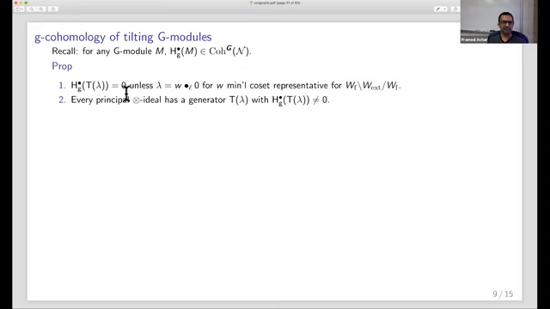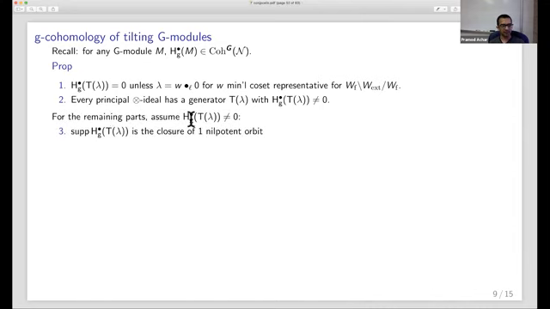On the other hand, it turns out that every principal tensor ideal has a generator where this cohomology is non-zero. The point is that I'm working towards telling you that this small g cohomology is going to be a tool for studying tensor ideals, and you're not going to miss any tensor ideals by taking g cohomology, even though you often get 0.